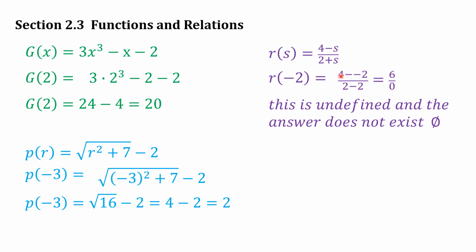Notice that -2 is the only problem that you would run into on this function. It's the only way that you would get back no answer. The only thing that goes wrong, the only thing that will give you 0 on the bottom of the function, is if you try to put in a -2.